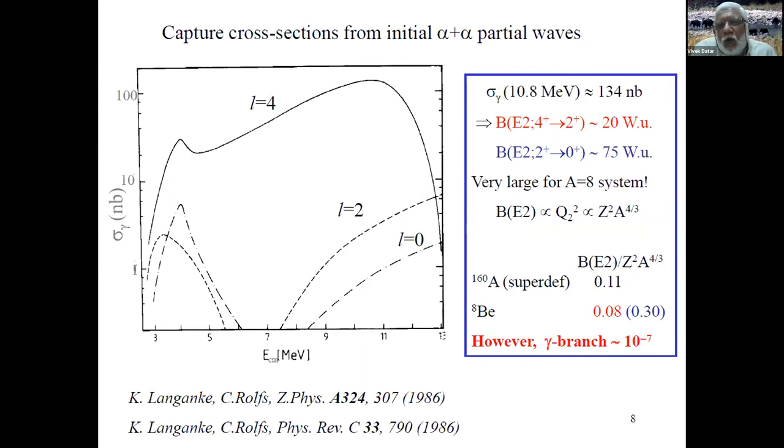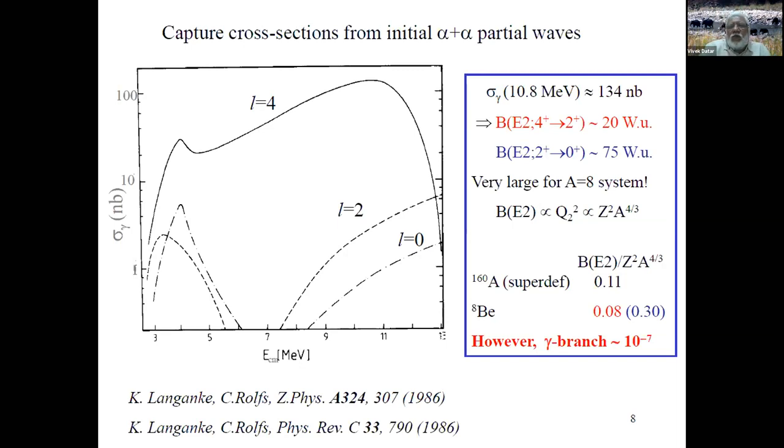Again, for the students, you know that the BE2 is proportional to the quadrupole moment squared, and therefore it's proportional to Z squared A to the 4/3, with R squared, and the Q is proportional to Z R squared, and R itself is proportional to A to the 1/3, so you have this A to the 4th power. So if you divide out by this scaling factor, then for a typical super deformed nucleus, this number is about 0.11, which is to be compared with the number for beryllium-8 for the 4 to 2 transition of about 0.08. And for the 2 to 0 transition, that's about 0.3. So you can see that these are comparable.